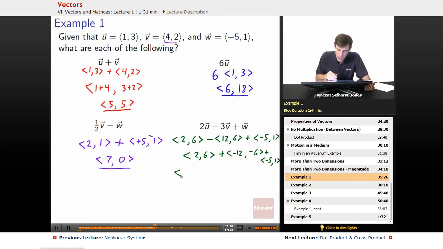Let's just add the first two. So 2 and -12 becomes -10. 6 and -6 becomes 0. Plus, bring down the rest of it, -5, 1. So -5, 1 plus -10, 0. -10 and -5 becomes -15. 0 and 1 becomes +1.